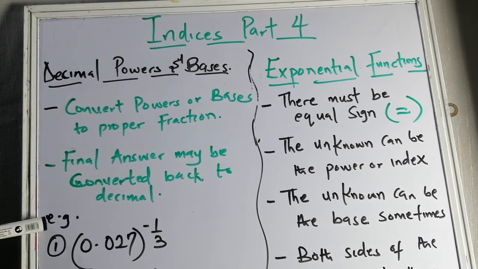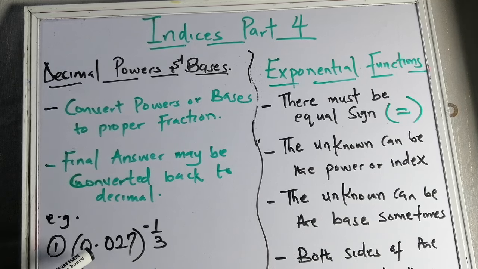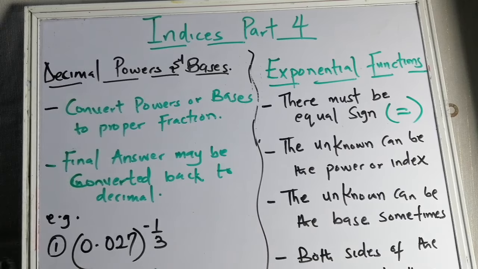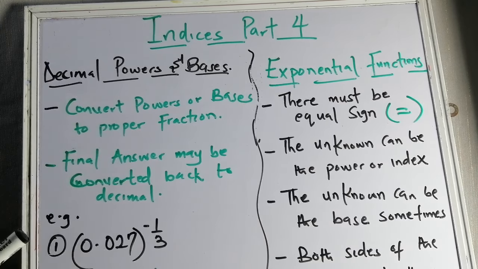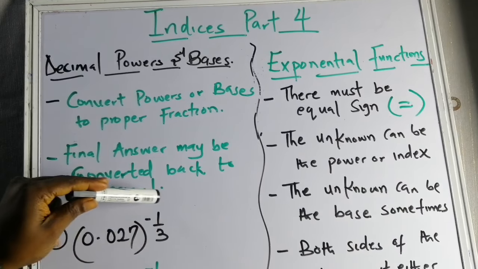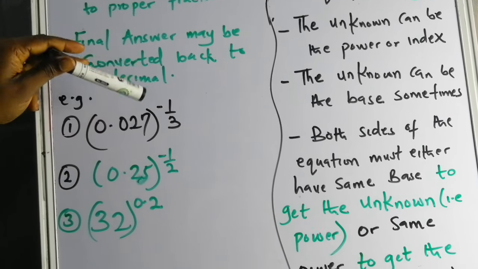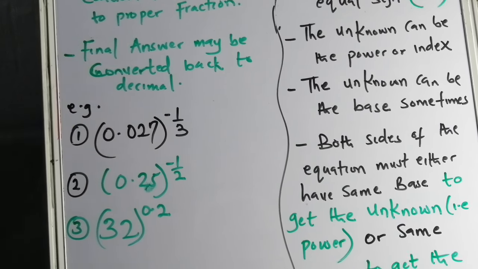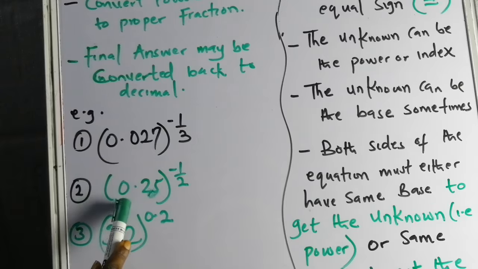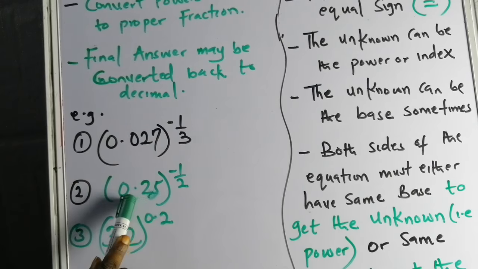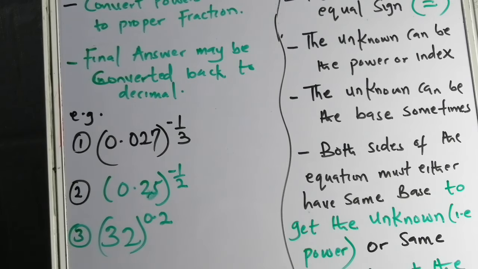So this is an example. In the first one, you have the base in decimal, so you convert it to a proper fraction. Then the power, which is minus 1 over 3, is a fractional index. In number 2, the base is 0.25 and the power is minus half. But in number 3, the base is 32 and the power is in decimal. So let's quickly touch base with that.